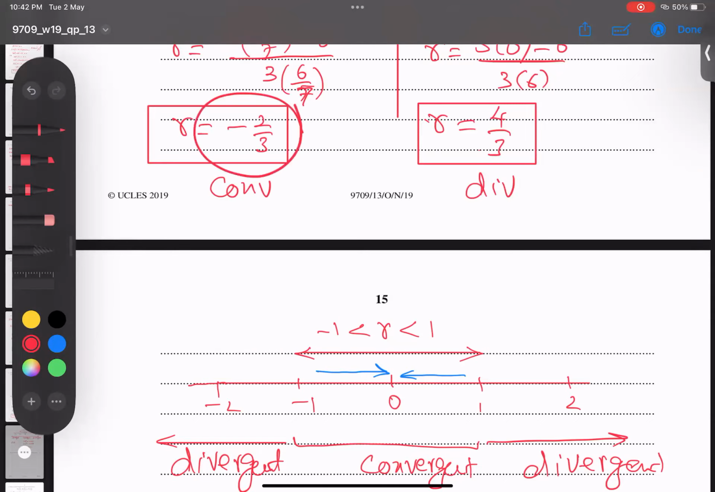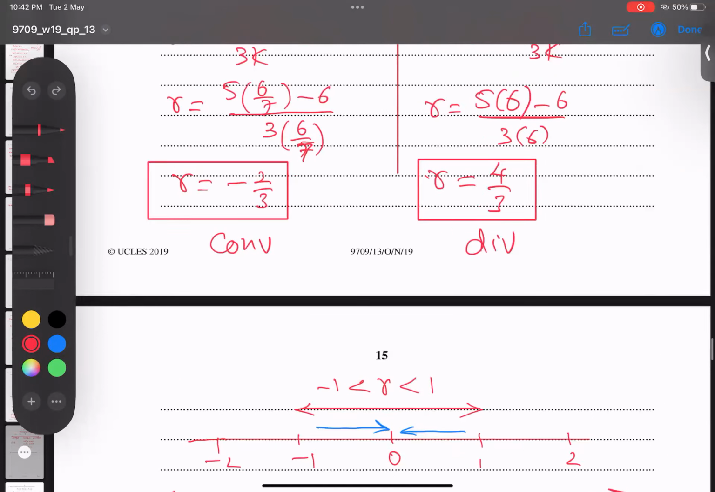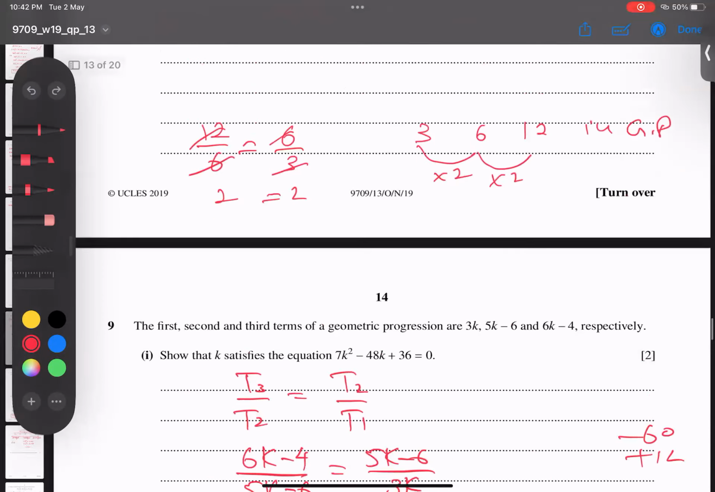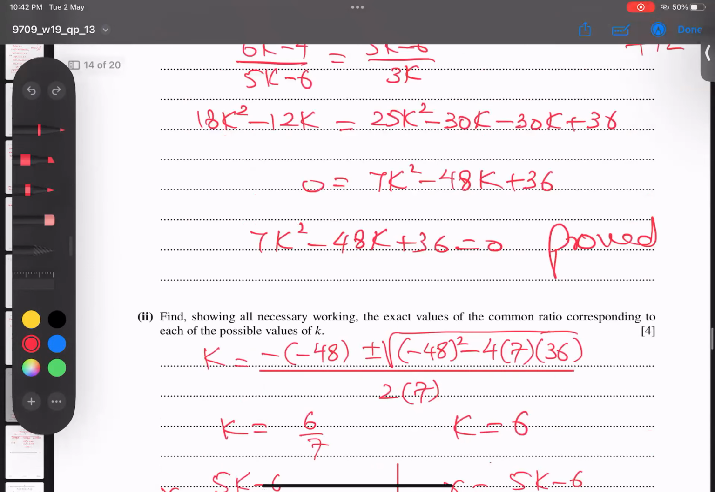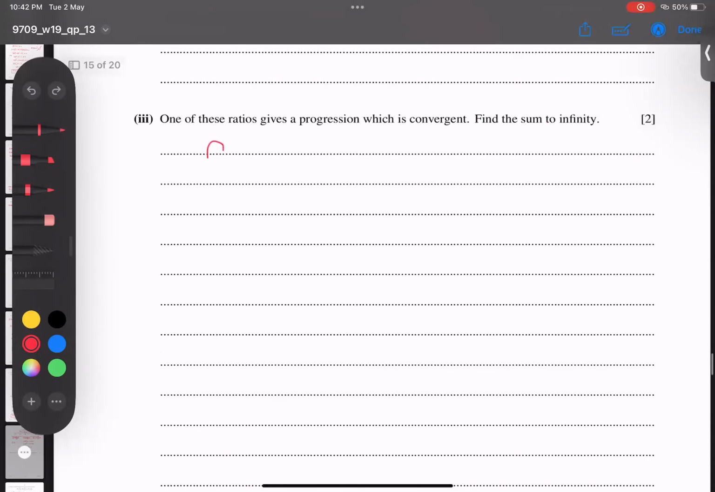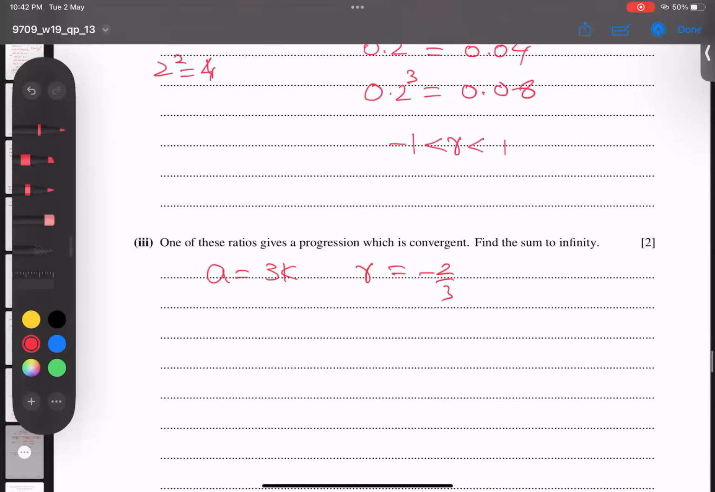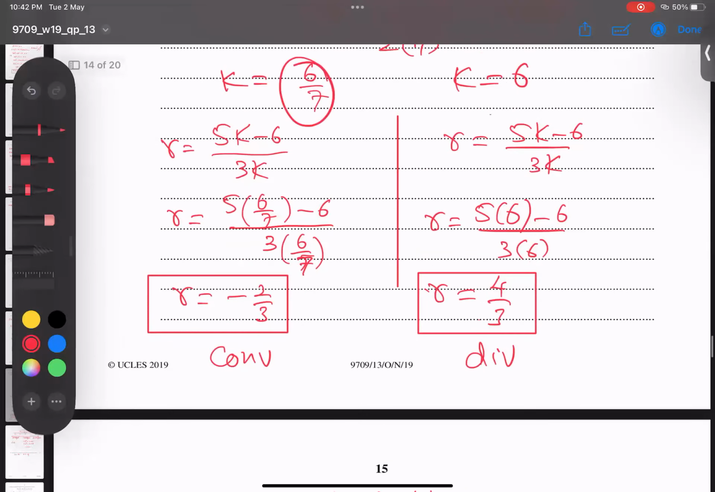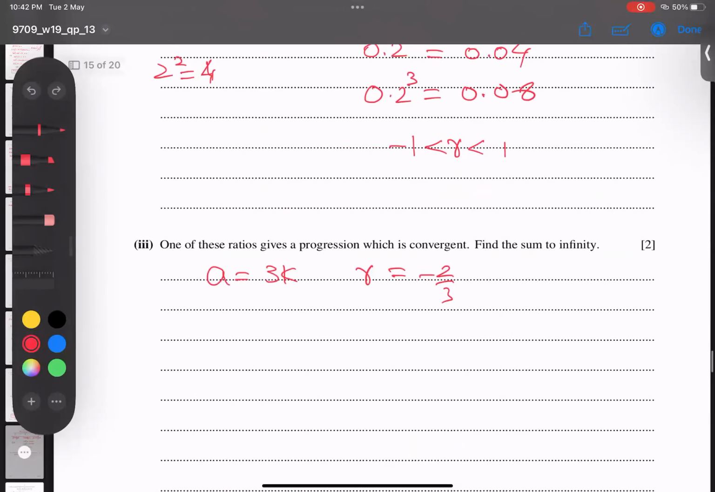Now I'm using this one and finding the sum to infinity, but we are looking for the a value. a is 3k. And the common ratio, I got it just now, is -2/3. And hold on, this k value, I got 6/7. So when I keep 6/7 here, the a value is becoming 18/7.